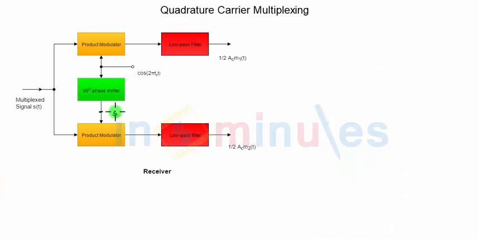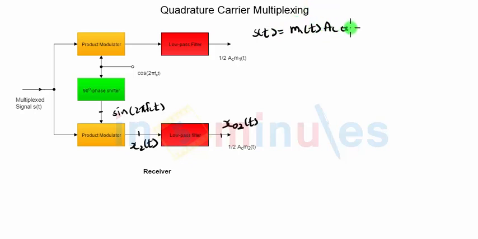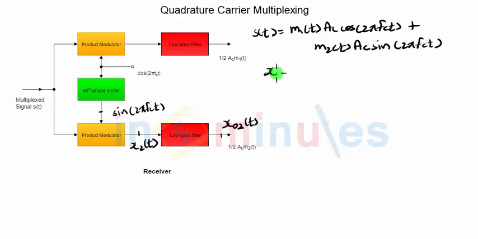So the input to the second product modulator is sine 2 pi fct. This is my x2t output of product modulator and my final output is xo2t. So once again, I'll quickly write down S of t here. First, S of t was nothing but m1t into AC cos 2 pi fct plus m2t AC into sine 2 pi fct. Now x2t, which is output of the product modulator, is nothing but S of t, the incoming signal, the multiplex signal, multiplied by sine form of the carrier.